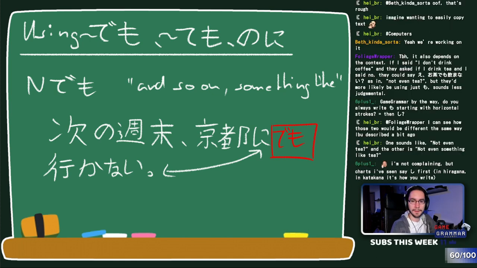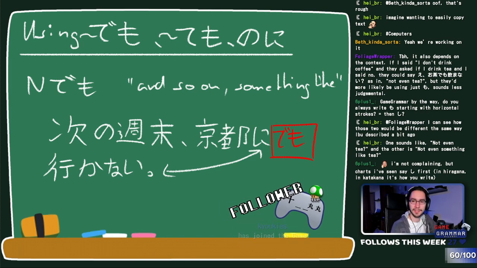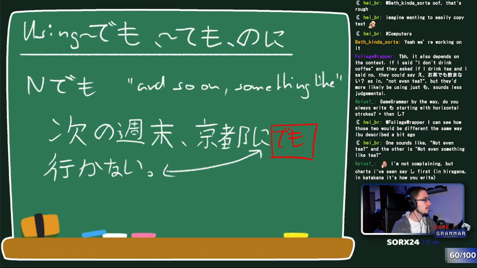Okay. Let's see, stroke order for hiragana and katakana, it's how you write. Interesting. I didn't even know. Yeah, I don't know. It just felt really natural to me to do it that way. Kyokis, thanks for the follow. Follow, arigato. I'll maybe look it up later.